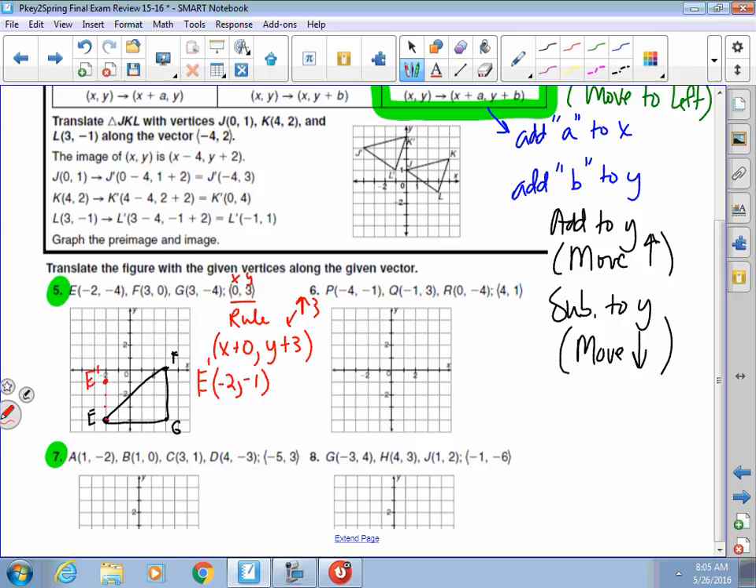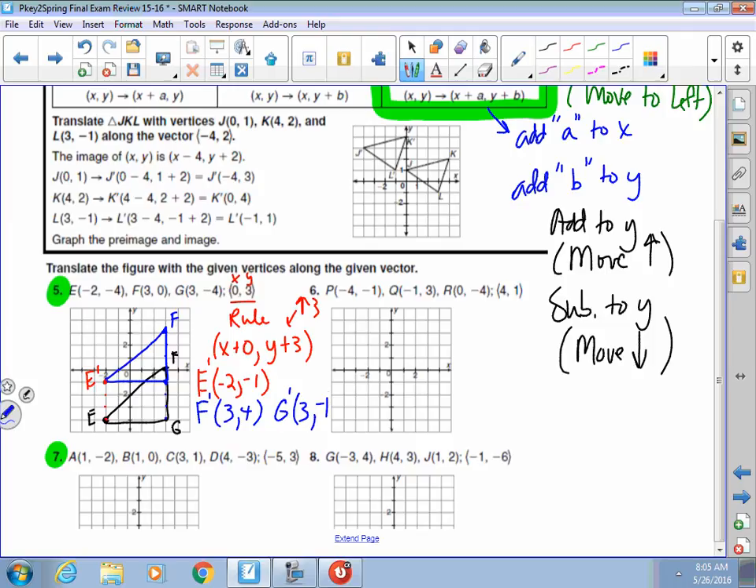And I'm basically doing that for every coordinate. So up 3 here, 1, 2, 3. Then 1, 2, 3. So you could do that, but you are going to be asked to give the coordinates. You're going to be asked to give the ordered pair. So F prime would be 3, 4, and then our G prime would be 3, negative 1.